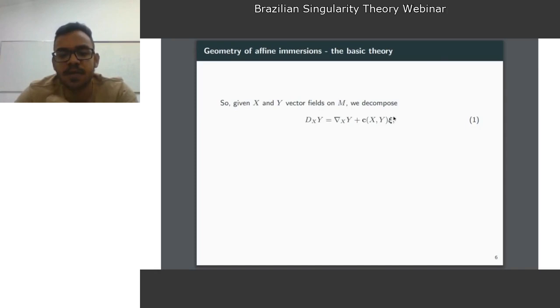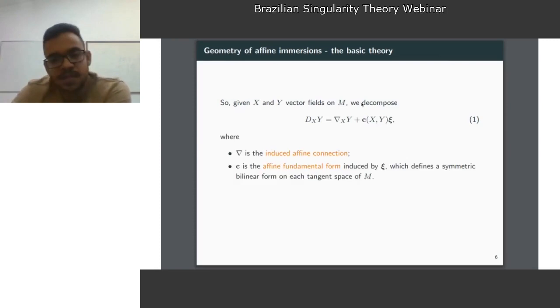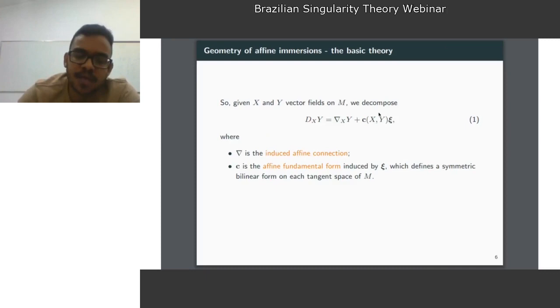Here, the tangent component, this nabla, is an affine connection that we call the induced affine connection, induced by C on M. And here, on the transversal component, we have h, that we call the affine fundamental form induced by C on M, which defines a symmetric bilinear form on each tangent space of M. And this name is because if we take here the transversal vector field being the unique normal vector field, we obtain here the second fundamental form of a regular surface, hypersurface.